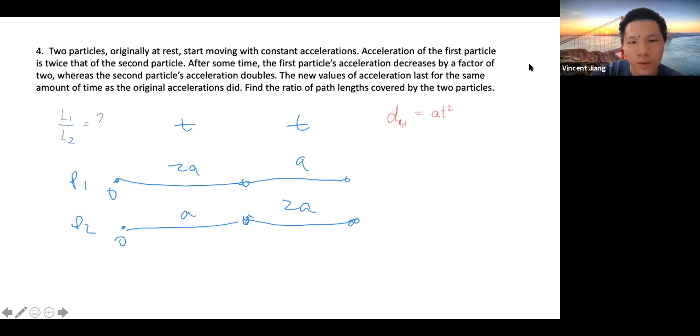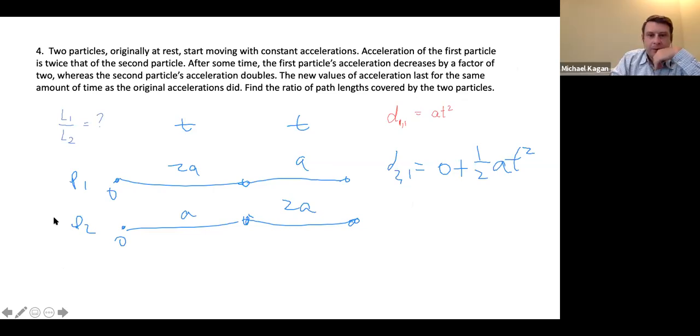Just try that. Okay, so d2,1 is equal to, well, it starts at 0 as well, so from 0 plus 1/2 a t squared. So d2,1 will be just 1/2 a t squared. Okay. Let me also put that, and you continue in the meantime.